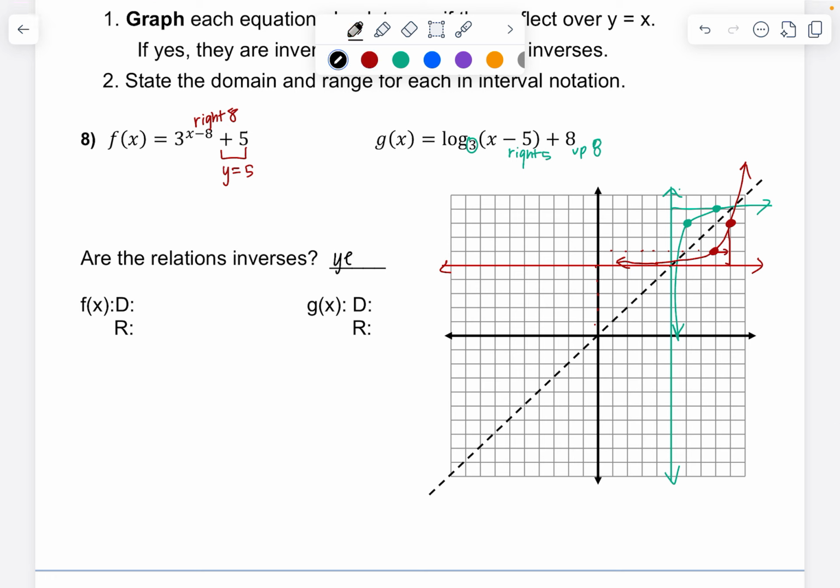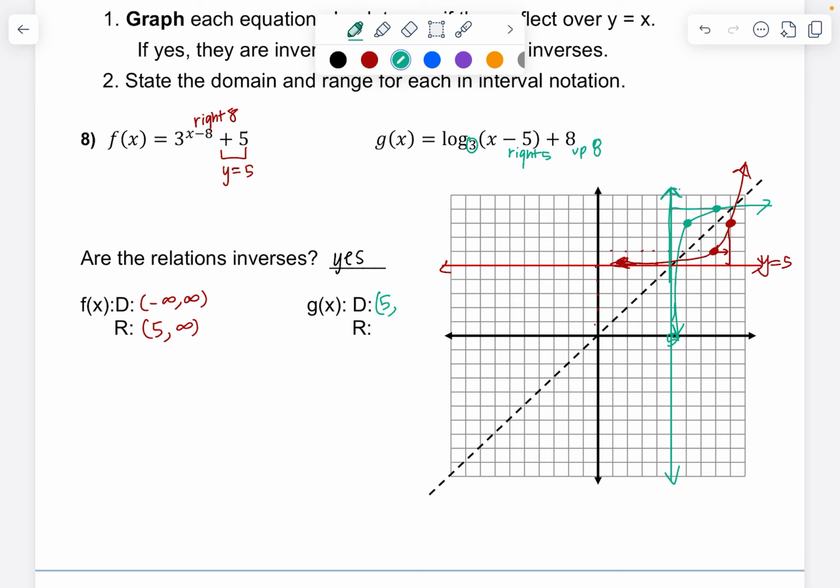And so yes. And then as we write the domain and range, starting with the red function, the exponential, his domain, we know domain of exponential is all real numbers all the time, negative infinity to positive infinity, forever to the left, forever to the right. And then the asymptote is now at y equals 5. And he is above the asymptote, so 5 to infinity. For the log function, the domain starts at this vertical asymptote, so starts at 5.